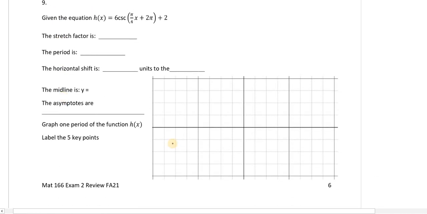Now, this is kind of a little bit easy to graph. I'm going to stop this video here because it's just getting too lengthy, and then I will continue in part 2.